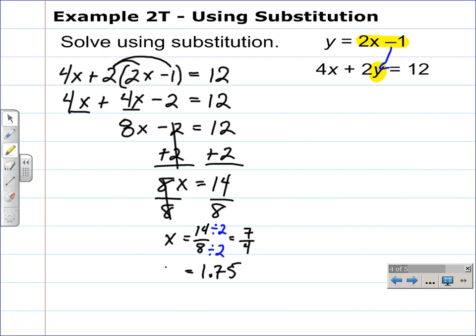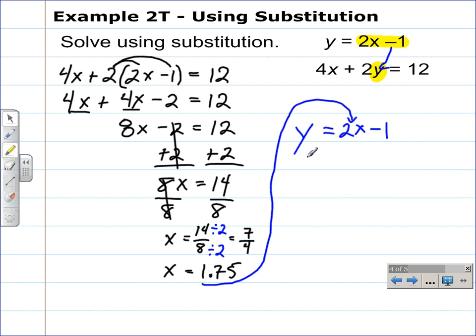So we take this x value, we substitute it back into one of the original equations. In this case, the first equation is probably going to be the easiest because it's already solved for y. So we take y is equal to 2x minus 1. We substitute that 1.75 in for the x. So that gives us y is equal to 2 times 1.75 minus 1. And when we simplify the math on the right-hand side, 2 times 1.75 is 3.5. And 3.5 take away 1 is 2.5.